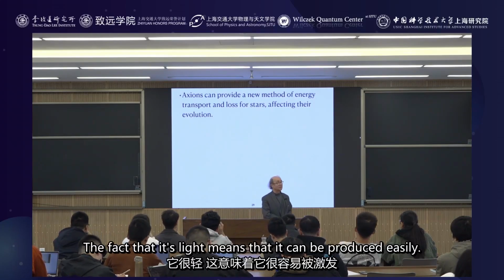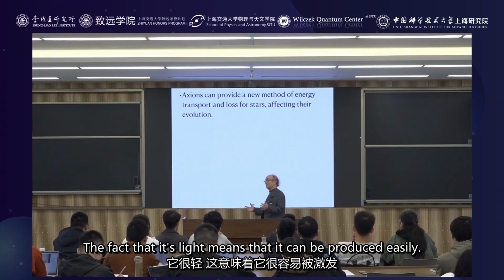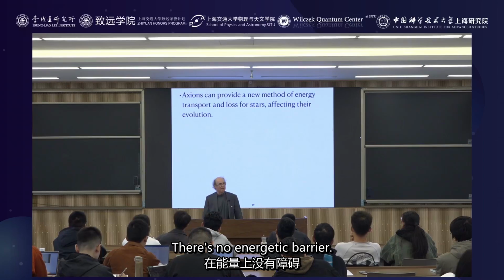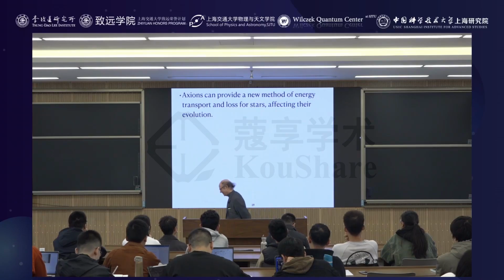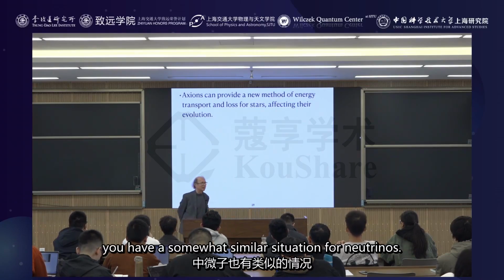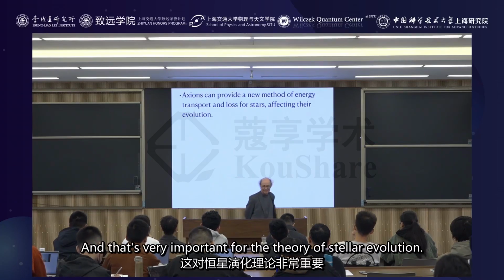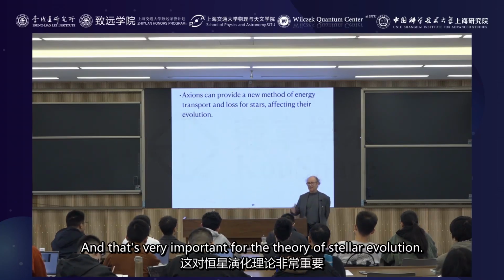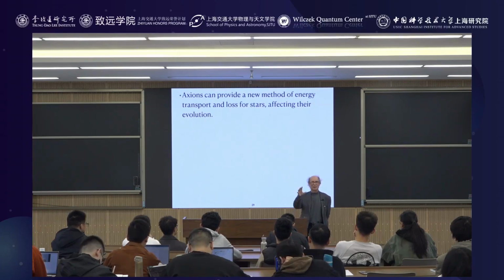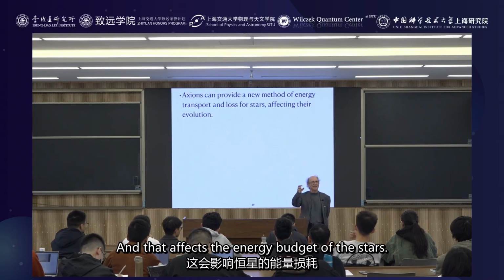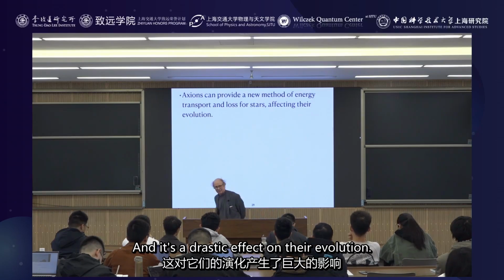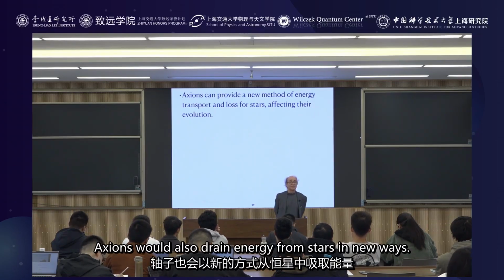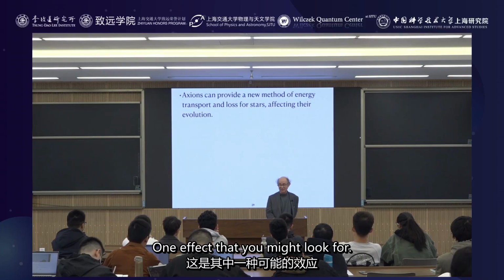The fact that it's light means that it can be produced easily. There's no energetic barrier, but the coupling is very small. Now, you have a somewhat similar situation for neutrinos, and that's very important for the theory of stellar evolution. You produce neutrinos and they escape, and that affects the energy budget of the stars, and it's a drastic effect on their evolution. Axions would also drain energy from stars in new ways. It's one effect that you might look for.